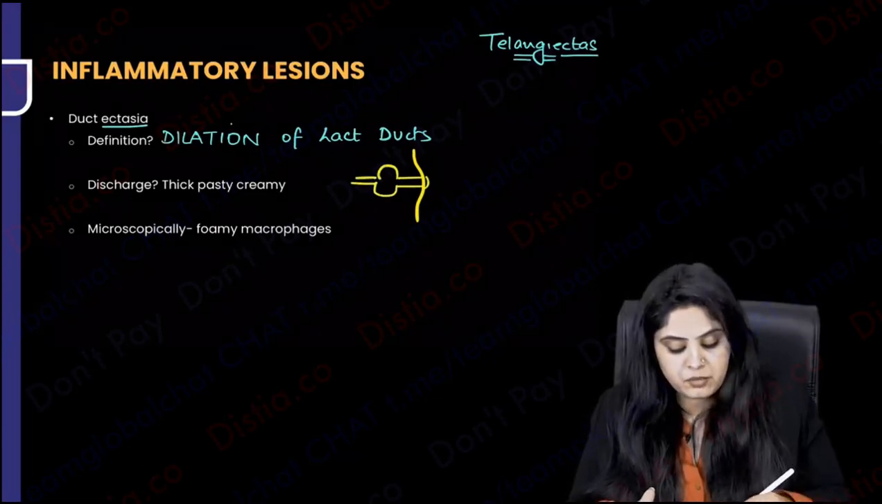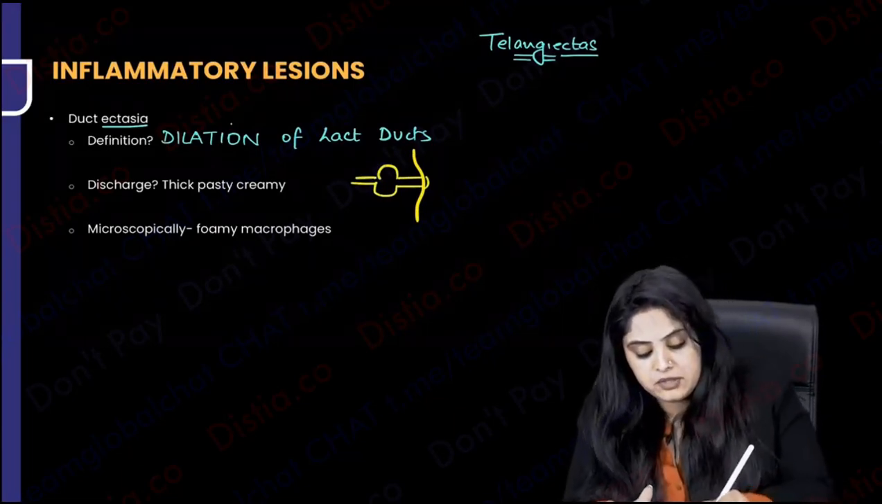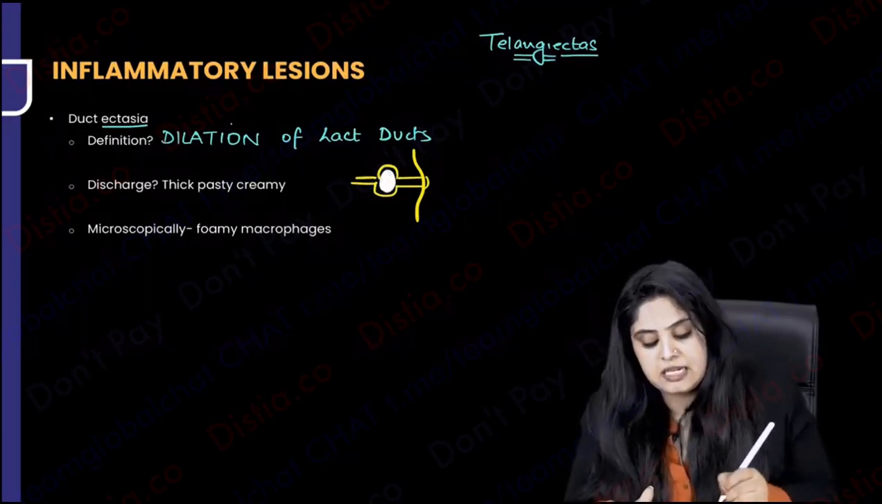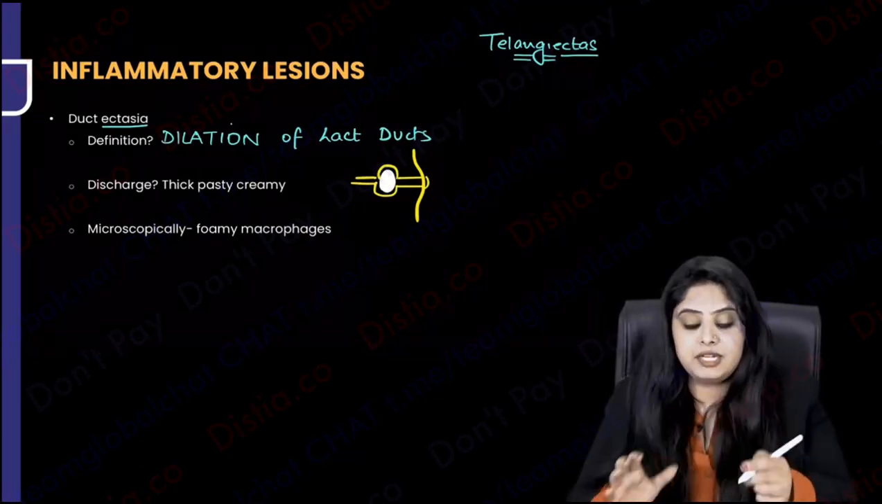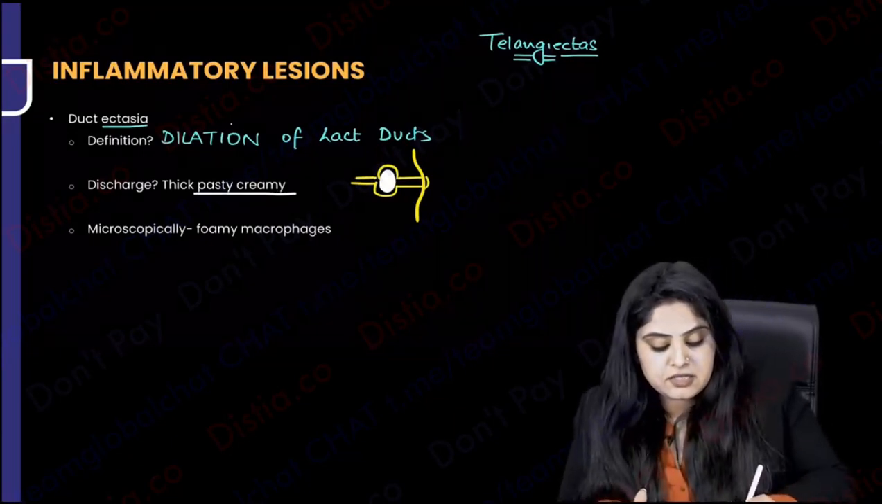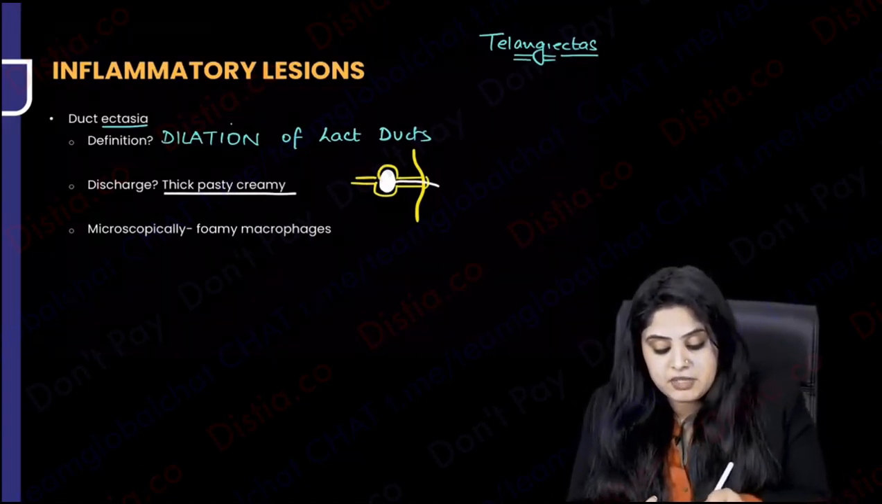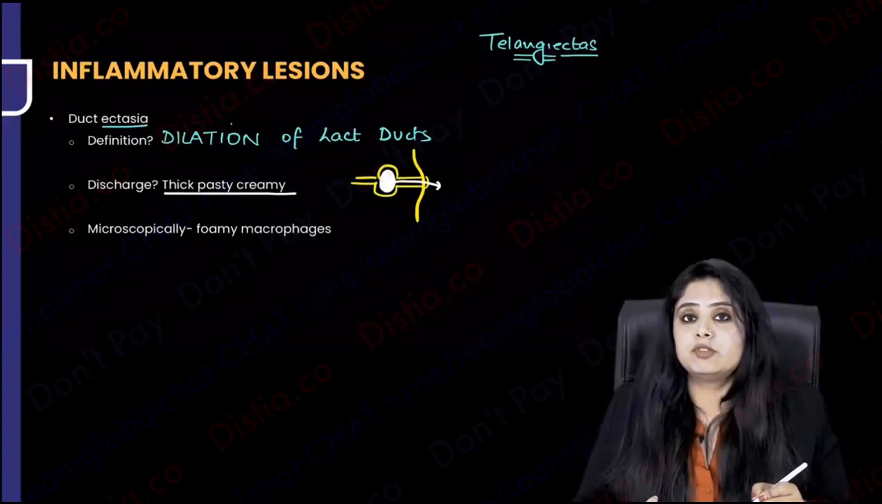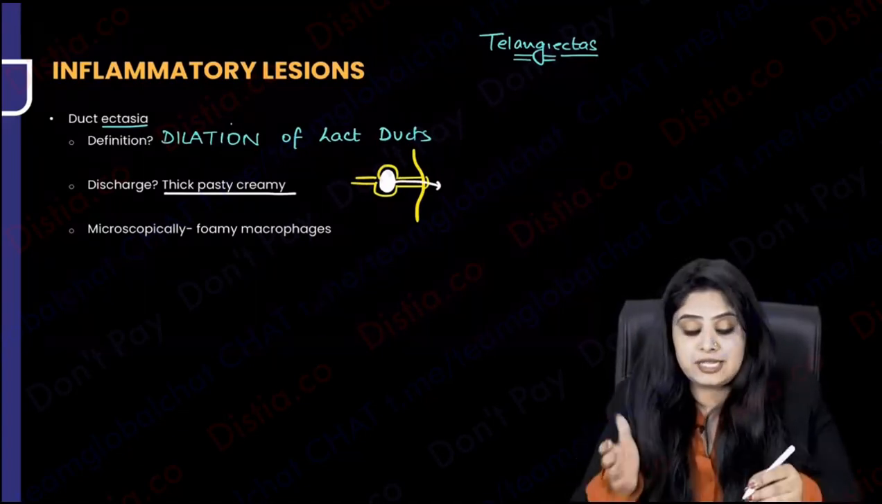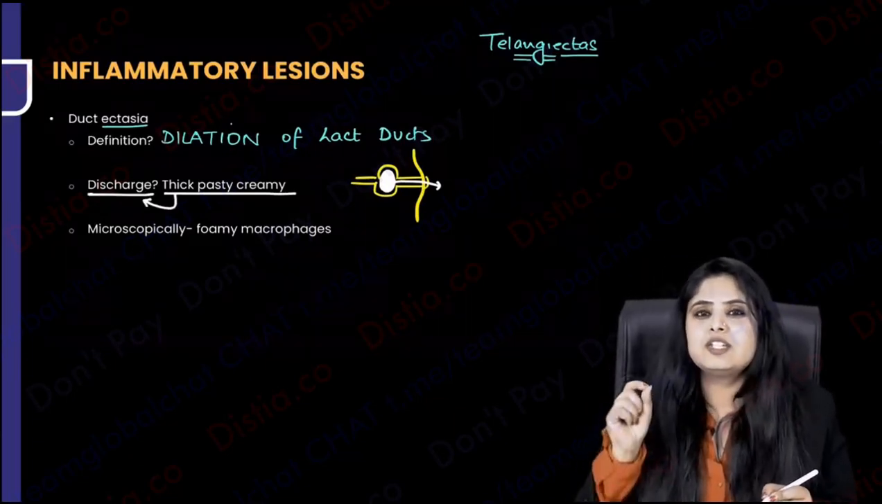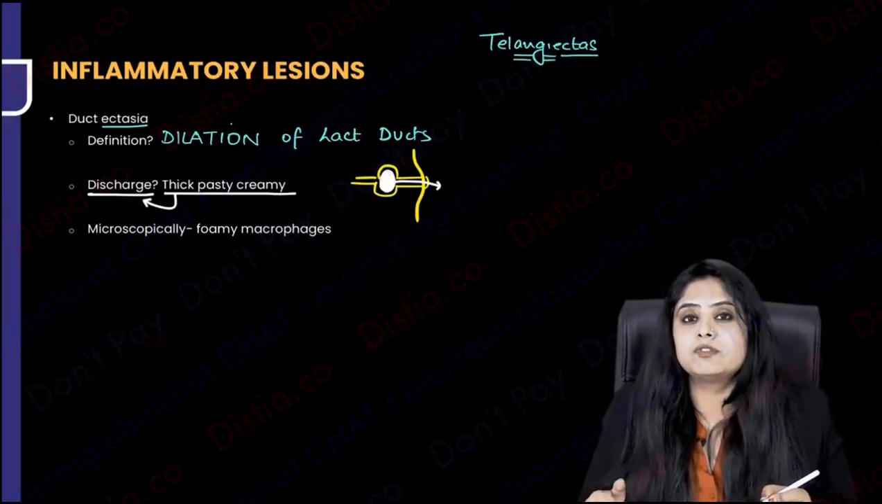So you know what will get deposited over here? There's going to be a thick, creamy, pasty kind of material that will start getting accumulated in the dilated space, right? And many times there might be a discharge also that would come out because of it. There could be an associated discharge, so the female will come to you saying there's a whitish, pasty discharge that is coming out of the nipples.